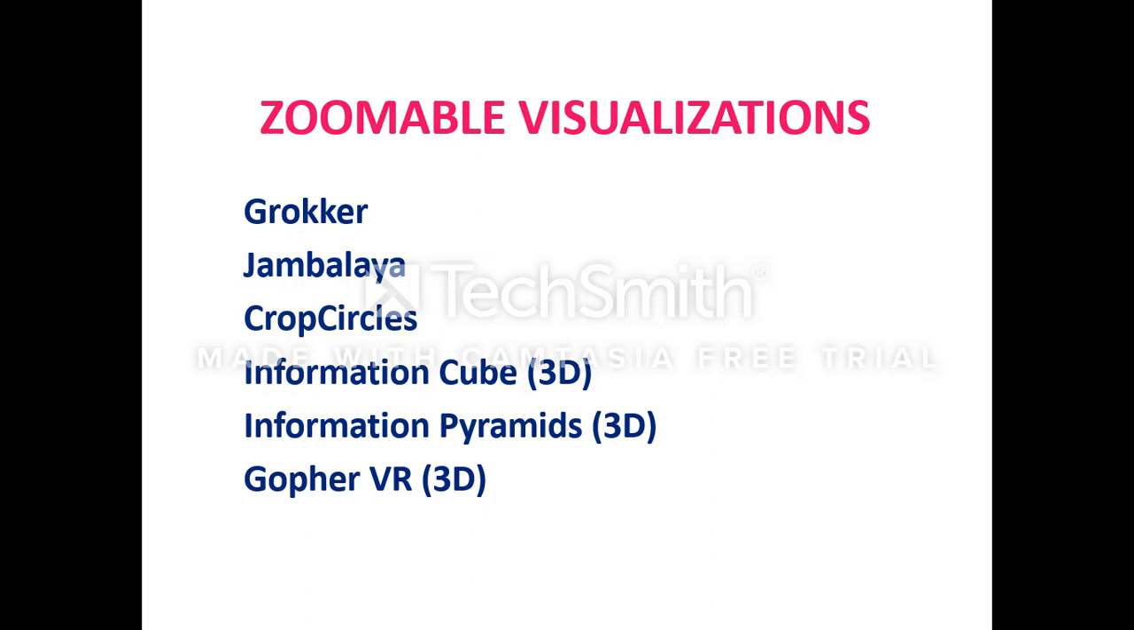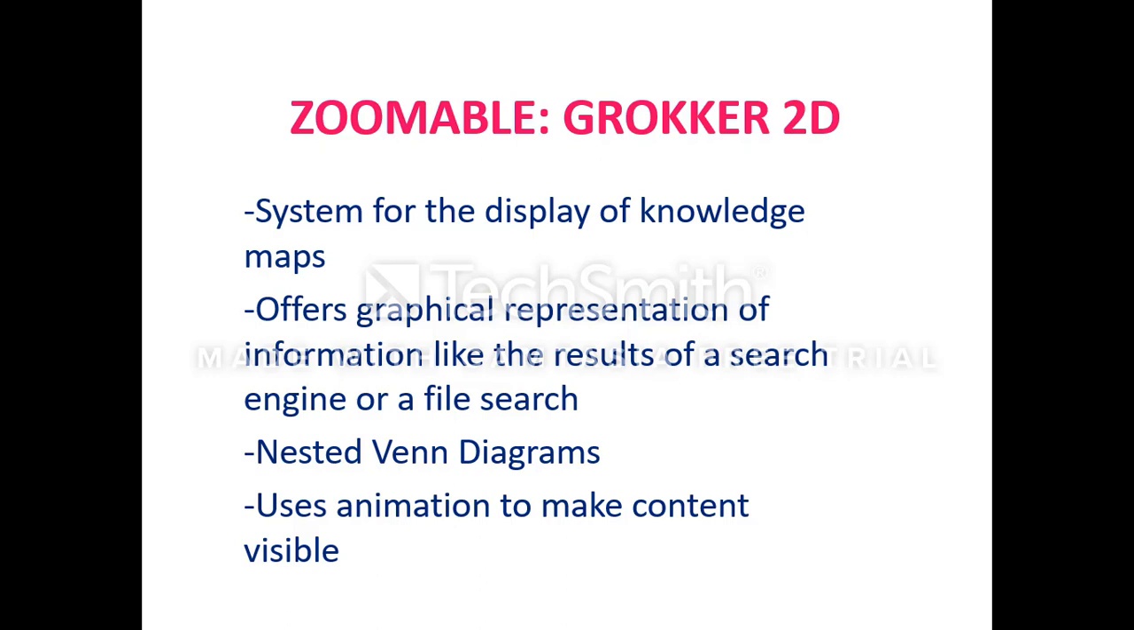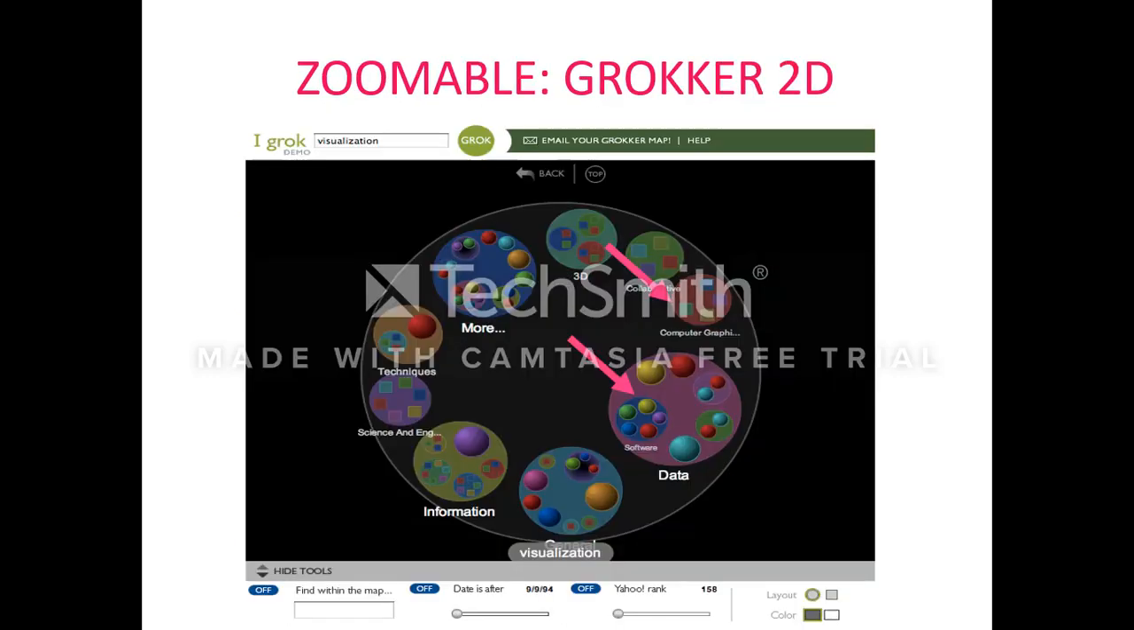Let's move on to the third ontology visualization group, the zoomable visualizations. Here is the list of a few of the methods. Grokr is a system for the display of knowledge maps. It offers graphical representation of information like the results of a search engine or a file search explorer. The clustering mechanism presents the documents as a series of nested Venn diagrams.